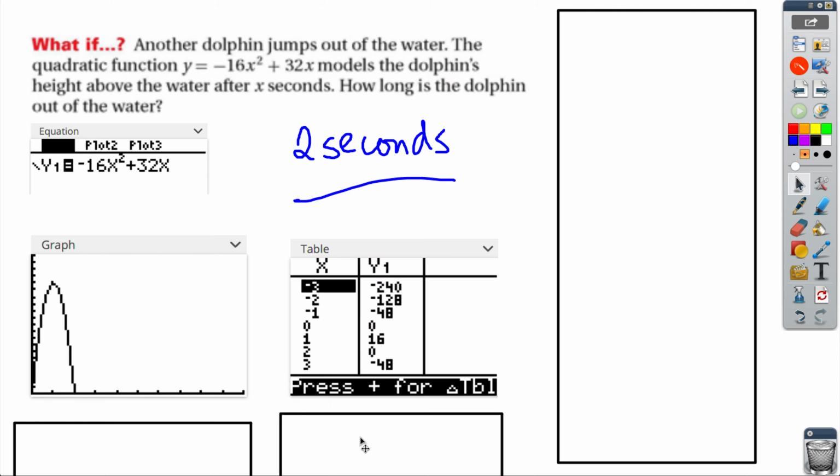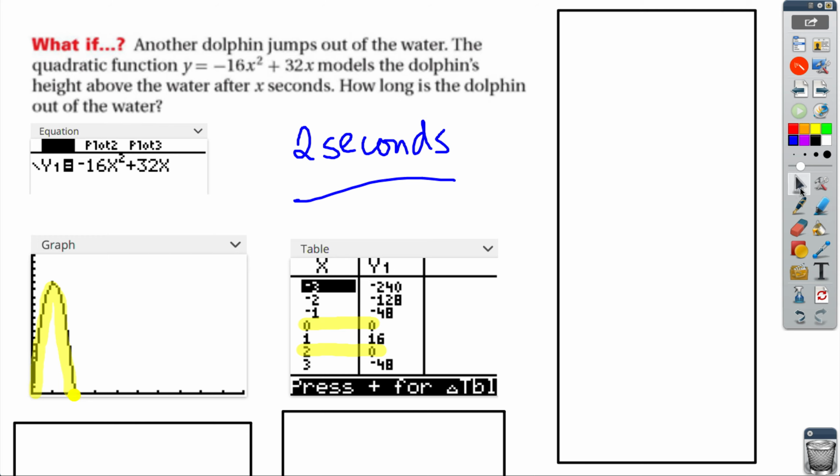Right here, I've generated the table of values for you. Let's confirm. I should be able to see a 0 in the y column when the x value is 2. Do you see it right here? Let's highlight it. One of the zeros is right here, (0, 0). That's the point of origin where the dolphin started. Then it went up, at some point it reached its peak, and then it dropped back down into the water. We're trying to locate this time right here. We can find it and confirm it: I see that it's at (2, 0), because it took 2 seconds, which is super cool.